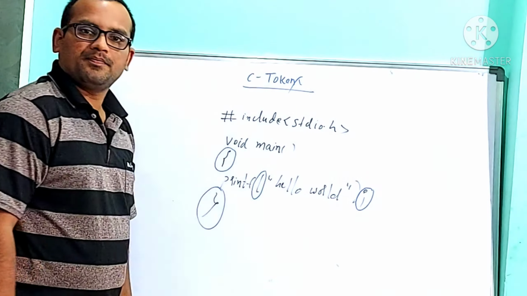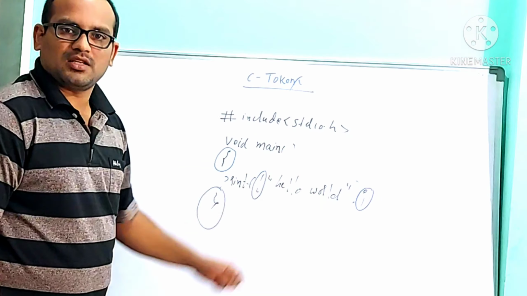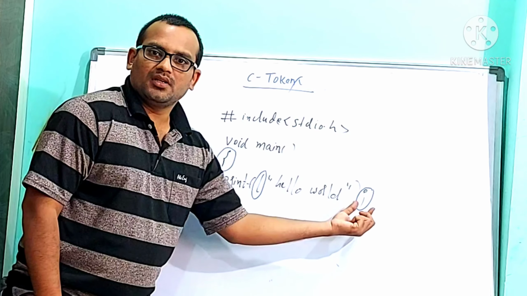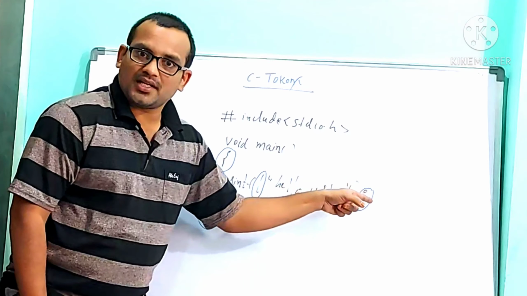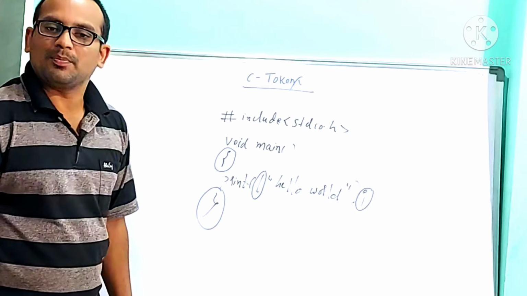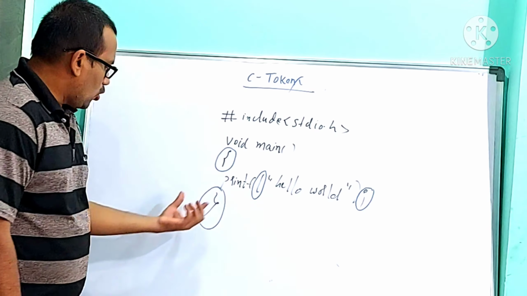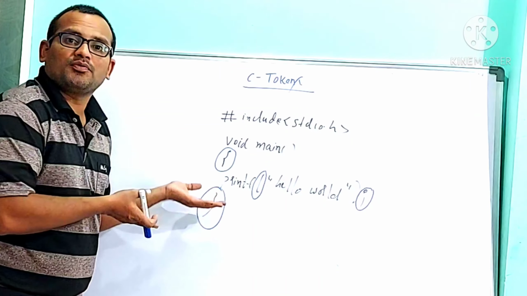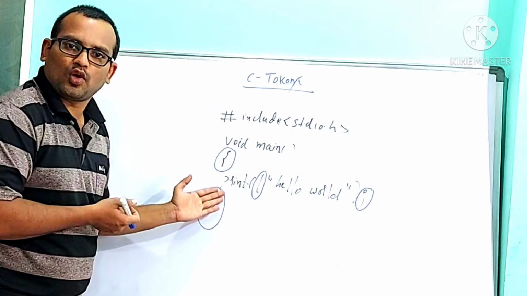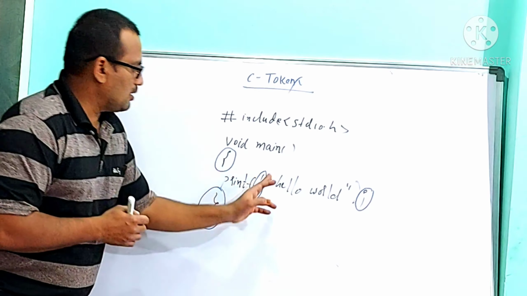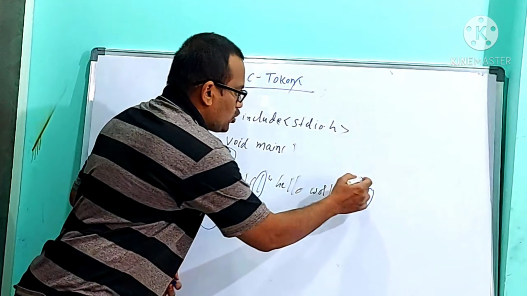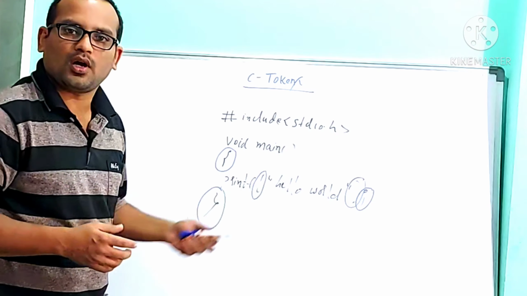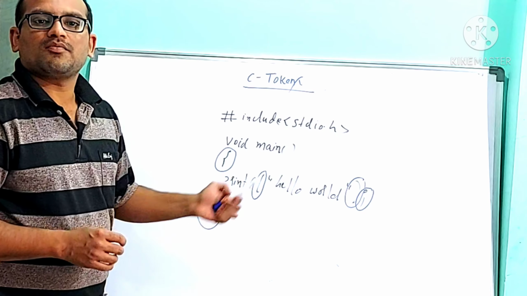Suppose semicolon. Semicolon is a special symbol, correct or not? It is the smallest part of a C program which has some meaning, which represents the end of the statement. Closed curly brace is the smallest part of the C program, which represents the end of the program. Open parenthesis and closed parenthesis are the smallest symbols of the program, which represent function brackets.